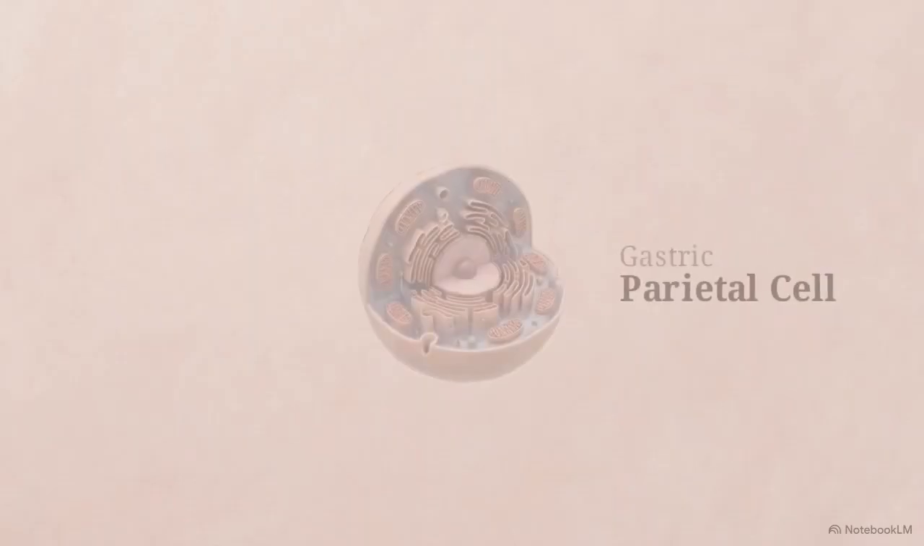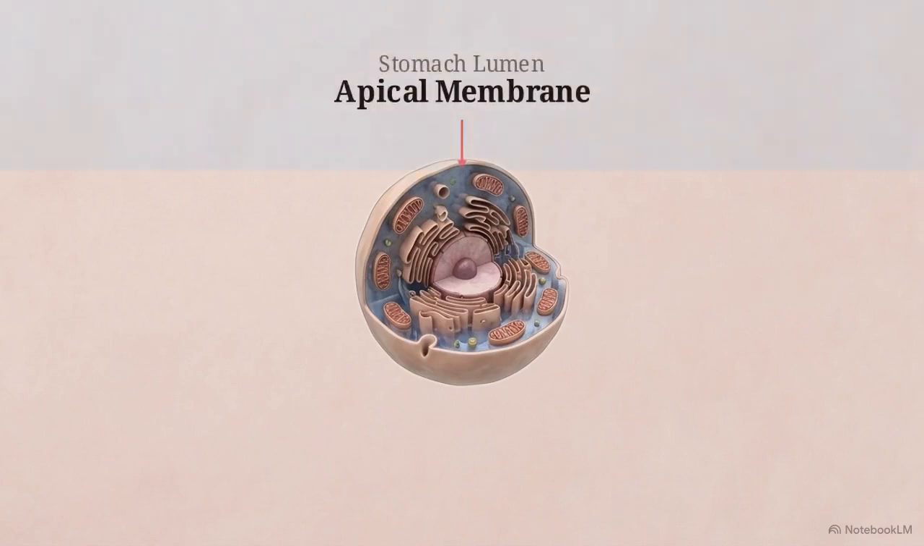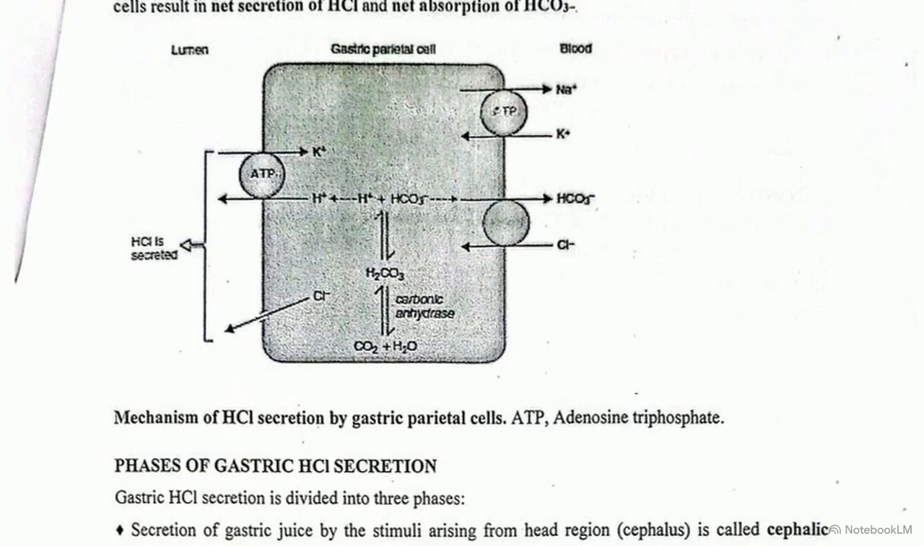To understand acid production, we have to look inside a single parietal cell. The cell has 2 critical borders: the apical membrane facing the stomach lumen and the basolateral membrane facing the bloodstream. This diagram outlines acid secretion. Intracellularly, aerobic metabolism produces carbon dioxide. Carbonic anhydrase catalyzes CO2 and water into carbonic acid, rapidly dissociating into hydrogen and bicarbonate.